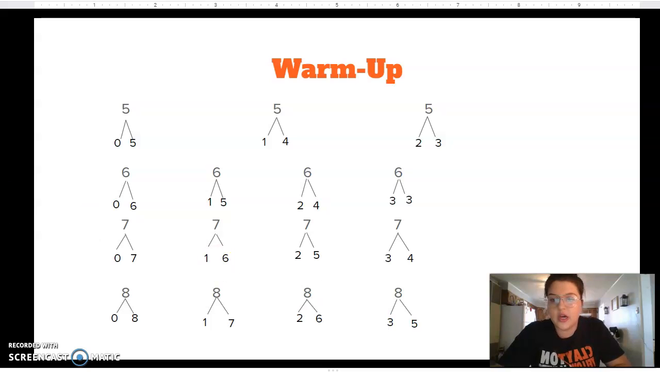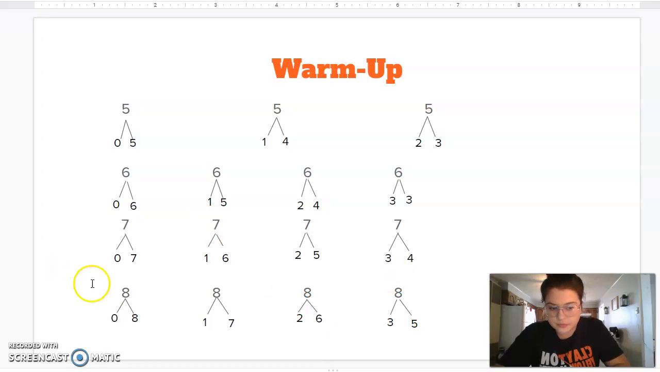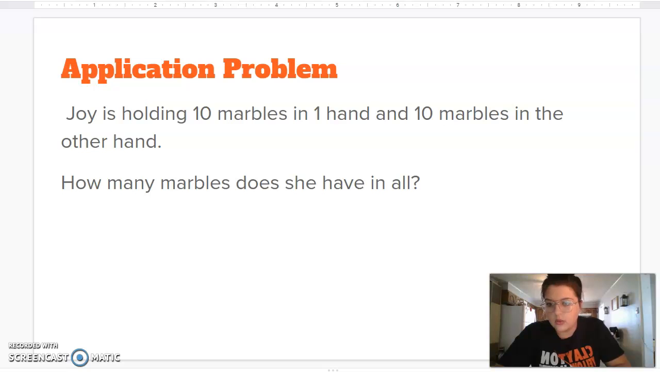So, moving on to our application problem. So it's an RDW, as you can see. I don't know if you can see that, maybe my face is in the way. But this is an RDW. So, Joy is holding 10 marbles in one hand and 10 marbles in another hand. How many marbles does she have in all?